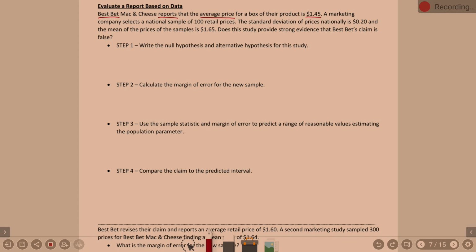With that in mind, we're given some other information. But first of all, we're being asked to write a null hypothesis and an alternative hypothesis. So one last opportunity to practice here. Null and alternative. Do you remember notation? What were we using for null hypothesis? H sub 0, right? And what were we using for alternative hypothesis? H sub A.